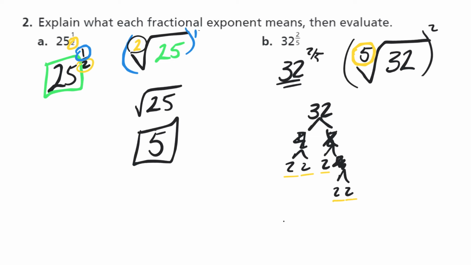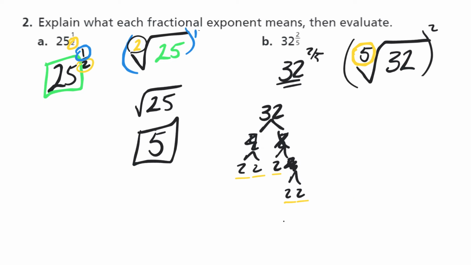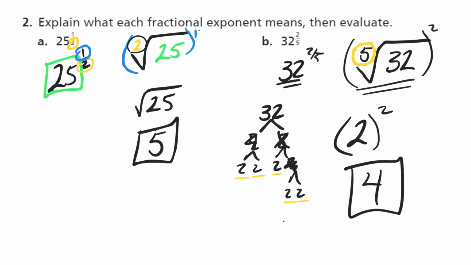So the fifth root of 32 is just 2. Well, we still have the power on the outside, so what we essentially have here is 2 squared, and our result is 4. So 32 to the 2/5 power is 4.